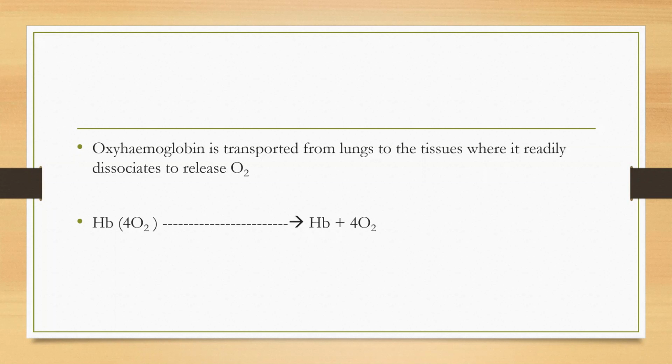So oxyhemoglobin is transported from the lungs. लंग्स में क्या होता है, ऑक्सीजन होता है. ब्लड कैपिलरीज में क्या होता है, आरबीसी सेल्स होता है. आरबीसी सेल्स के अंदर क्या है, हीमोग्लोबिन पिगमेंट है. तो लंग्स का ऑक्सीजन it combines with the RBC cells, that is basically the hemoglobin pigment, to form oxyhemoglobin, and this oxyhemoglobin is then transported from the lungs to the tissue where it readily dissociates to release oxygen.